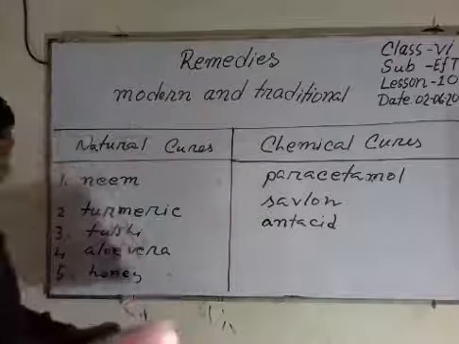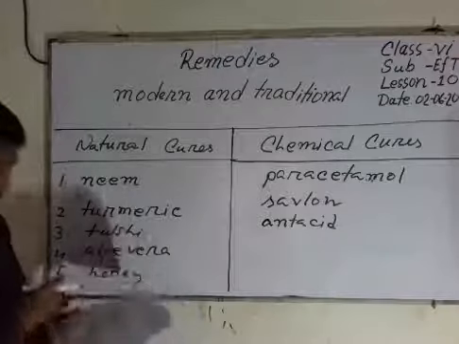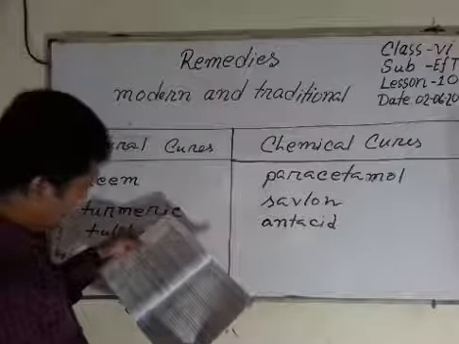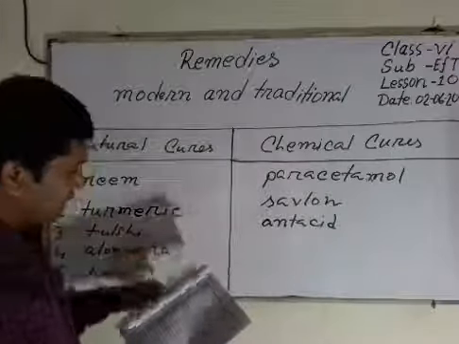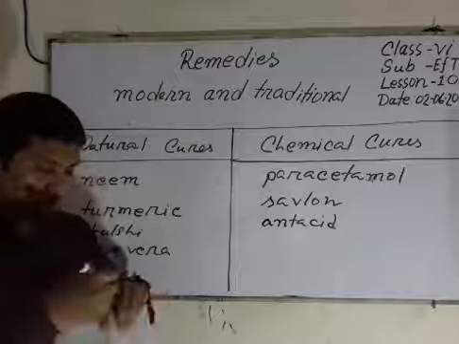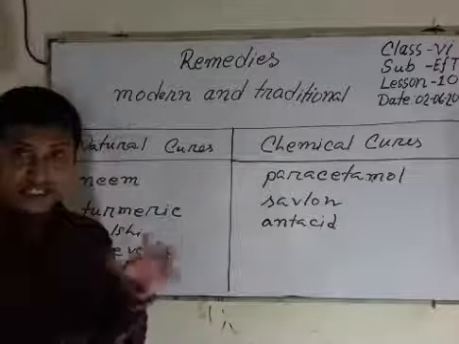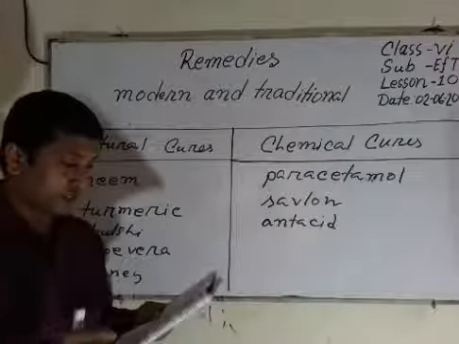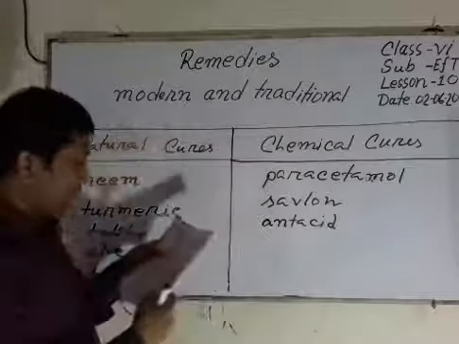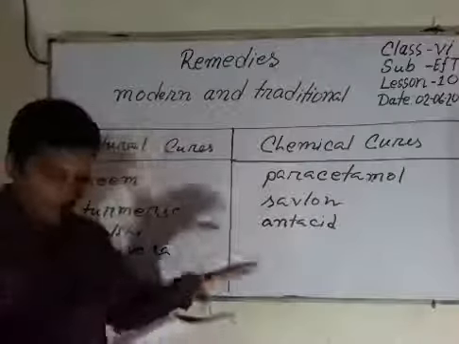Students, now we can talk about these natural and chemical cures. Okay, now I will ask you some questions. For example, number one, what are natural cures made of? You will find the answer to the question in the last para. That means natural cures are made of natural things, okay, that we find in nature.